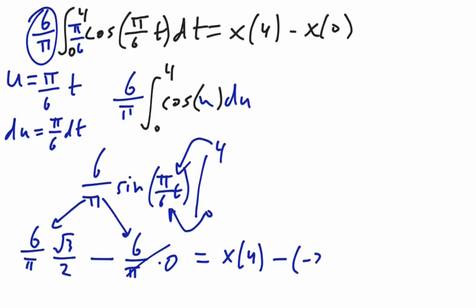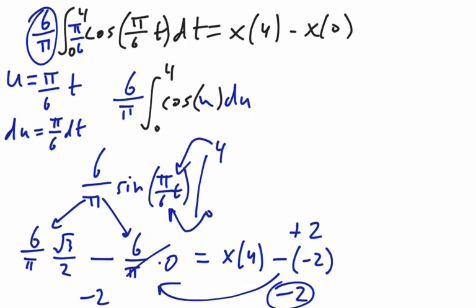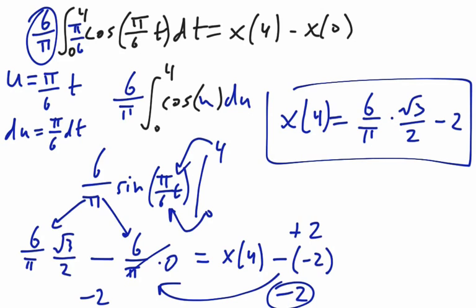And if you recall, x of 0 was negative 2. So in order to move that over, I'm going to subtract 2 from both sides, and this will be a plus 2 on that side. And so my answer, x of 4, will be equal to 6 over pi times root 3 over 2 minus 2. And you could simplify this fraction if you wanted to, but it's okay if you don't.